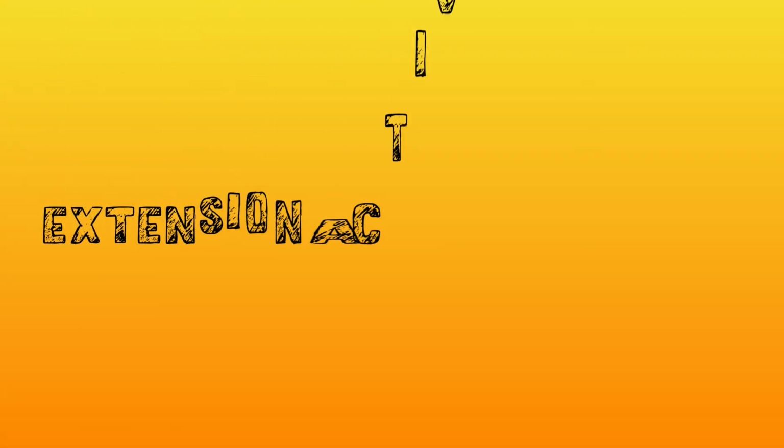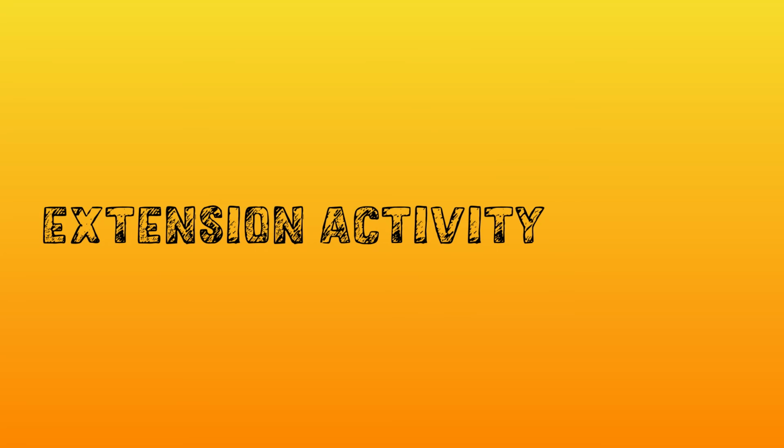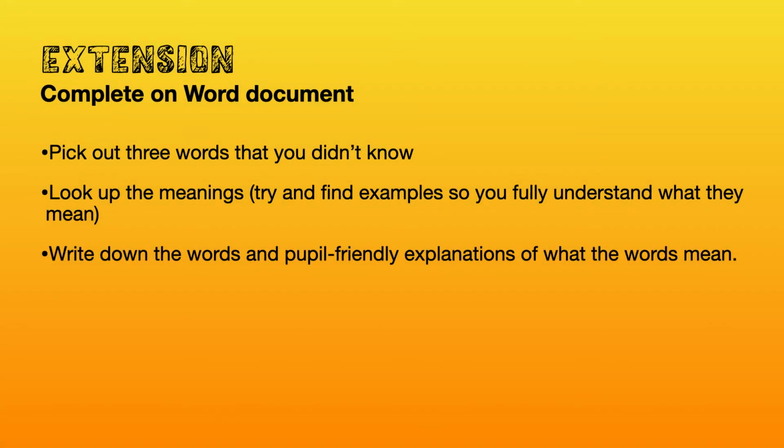The extension activity then is to go back over that article and pick out 3 words you didn't know, look up their meanings, but I don't just want you to write the dictionary definitions down into the table. I want you to try and come up with a pupil-friendly version of what it means. Maybe look at a few examples so you fully understand the meaning. If you're still not sure, come on to the Teams call and ask the teacher, and we can explain to you what the word means in a way that will hopefully be easier to understand.